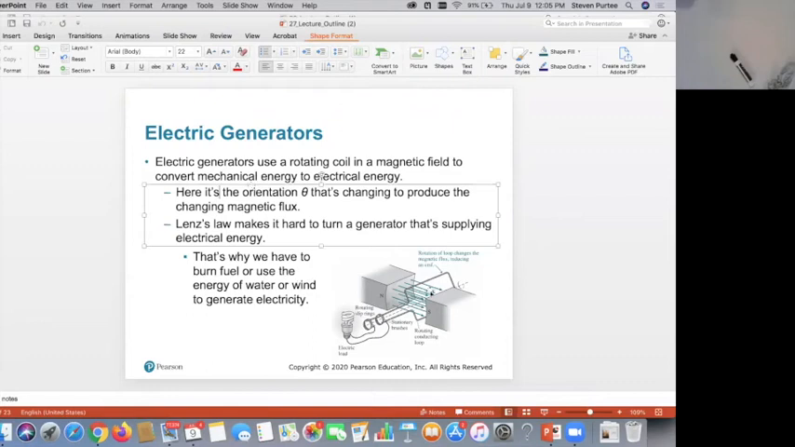I want to talk about electric generators. This is the way we produce electricity. This is the way hydroelectric plants work. This is the way when you put gas in an electric generator, this is literally what they do.